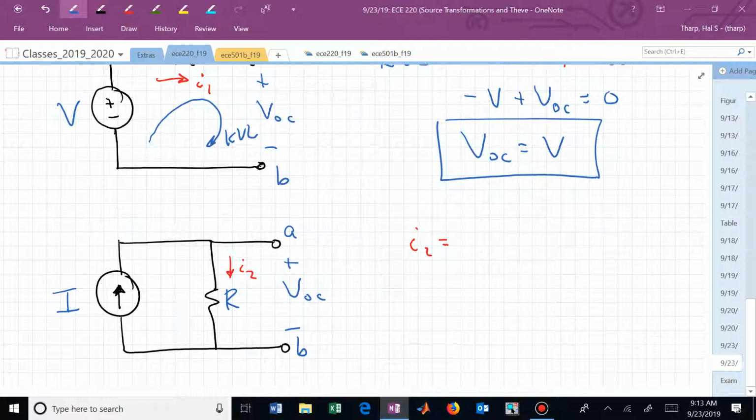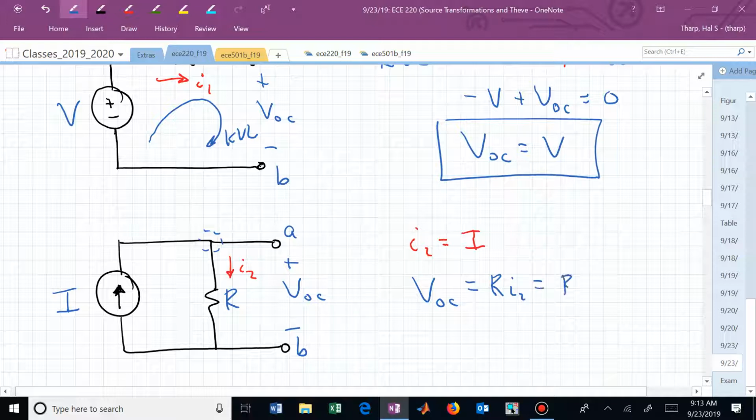Oh, I'm sorry, I'm getting ahead of myself. Ohm's law we will use to get V open circuit. But how much current is flowing through that resistor? It's just I. I's not going out to terminal A, is it? Because that's an open circuit. If you did KCL right here, can you convince yourself that all of capital I is going to little I sub 2? Little I sub 2 is now I. Now I'm ready to do open circuit. This is Ohm's law. In this case, it's R times I sub 2, and that's R times I.